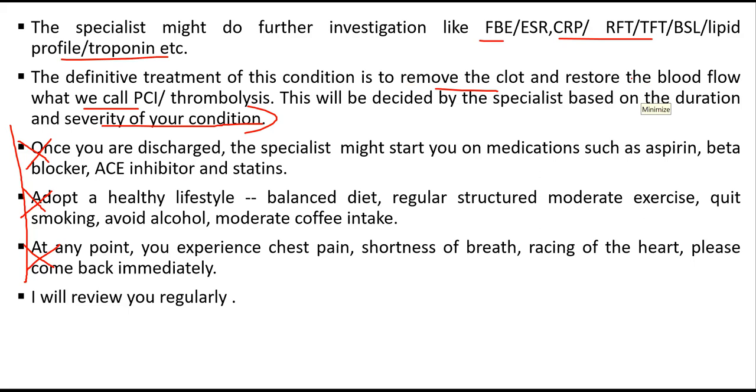And PCI is basically just stenting. So you insert a flexible wire into the coronary artery, find out where the clot is, and then you remove the clot and put a stent there to dilate the coronary artery. That's PCI. Now, if PCI is not available, then you do the thrombolytics, which is a medication to dissolve the clot.